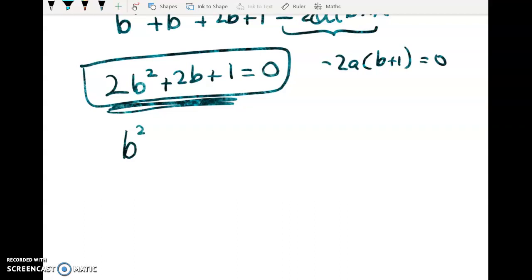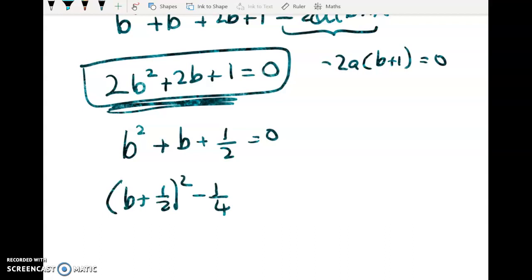I know some of you are going to chuck that in your calculator. I'd prefer it if you didn't, since you're doing an algebra exam, but there you go. So we've got that. You can either do completing the square, which is what I'm going to do, or you can do the quadratic formula. So in here we get b plus a half squared, take out the quarter that you added in by mistake and add the half.